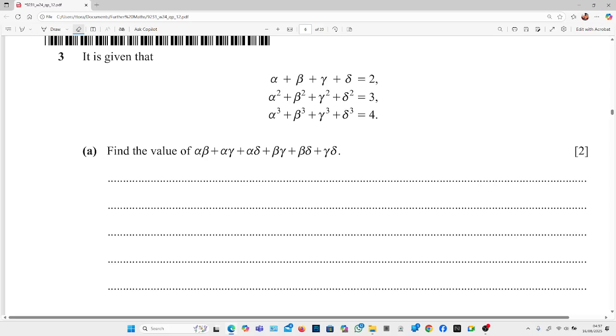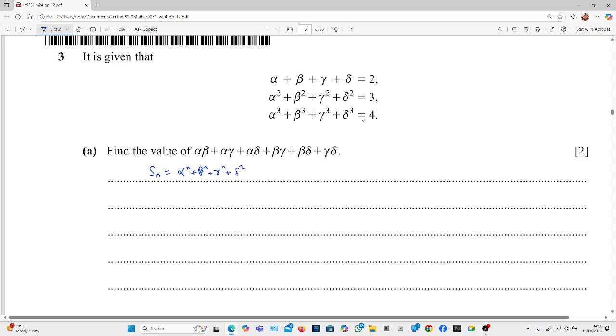Okay, question number 3. It is given that alpha plus beta plus gamma plus delta is equal to 2. Alpha square plus beta square plus gamma square plus delta square is equal to 3. And alpha cube plus beta cube plus gamma cube plus delta cube is equal to 4. Now basically this is referring to the recurrence formula where we have Sn is equal to alpha to the n plus beta to the n plus gamma to the n plus delta to the n.